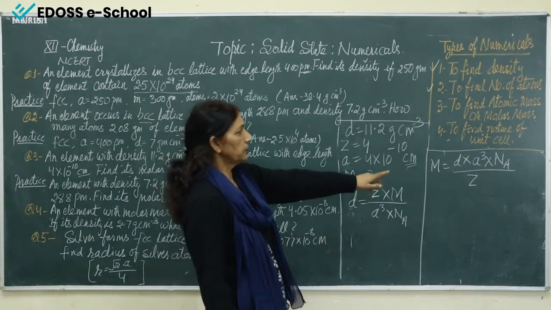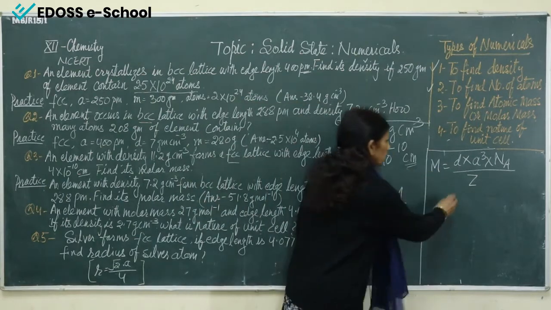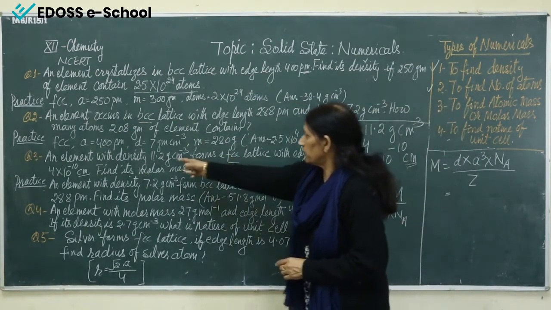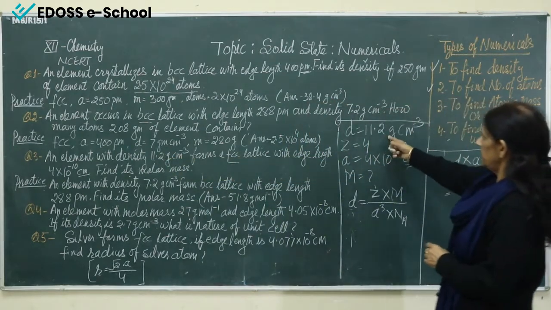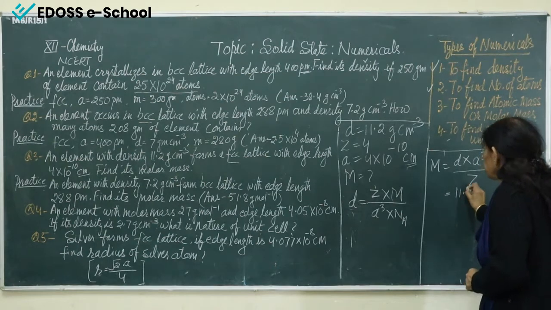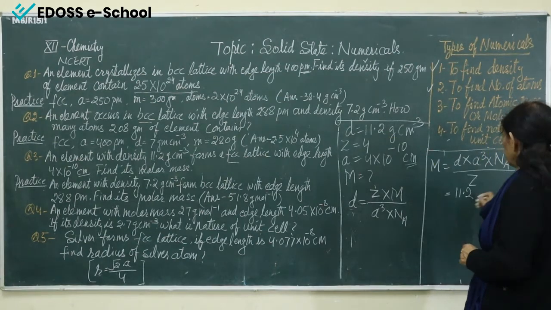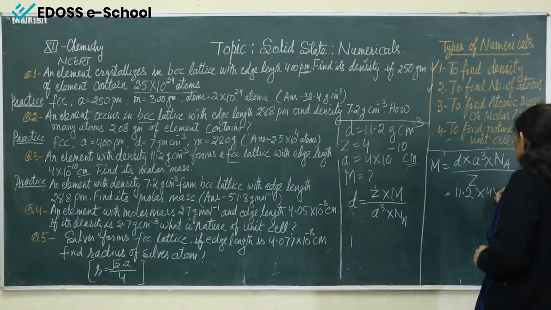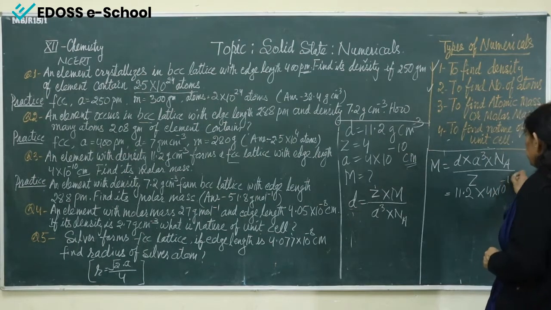Now you can put the values. See, density is given, in question number 3 you can see 11.2, I have written it here. So density we will write as 11.2. A is already given, 4 into 10 raised to power minus 10.